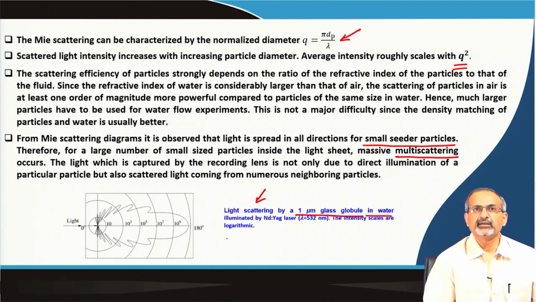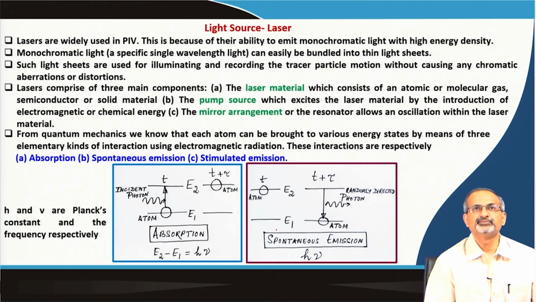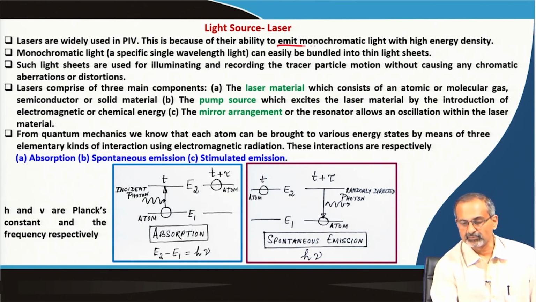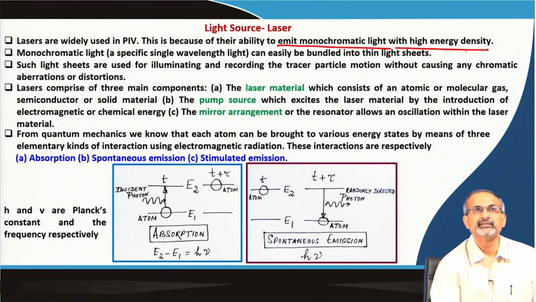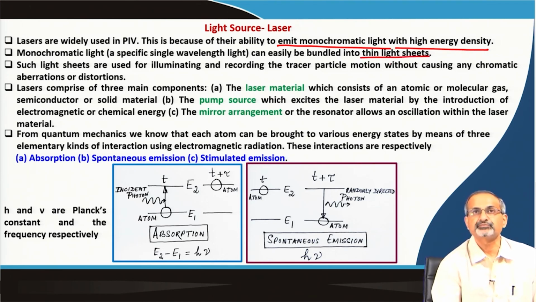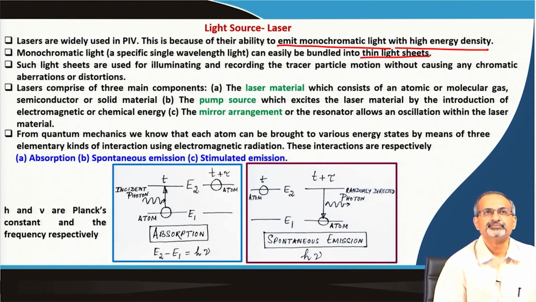So, we learned a little bit about illumination of particles. Next, let us briefly look at the light source, the laser. Lasers are of course widely used in PIV, and it is because they emit monochromatic light with high energy density. Monochromatic light, which is light with a specific single wavelength, is easily bundled into thin light sheets, and these light sheets are important for us for illumination of the seeding particles in the test section of wind tunnels.